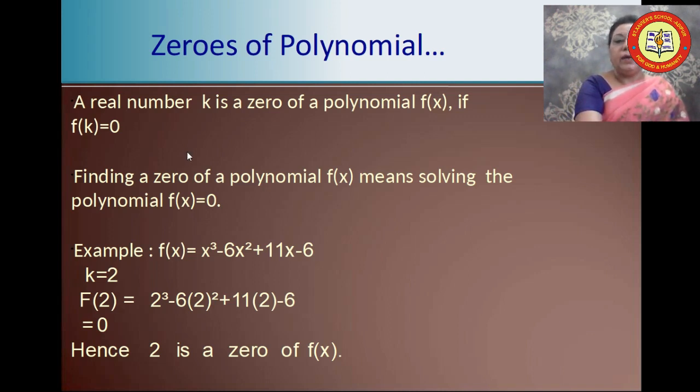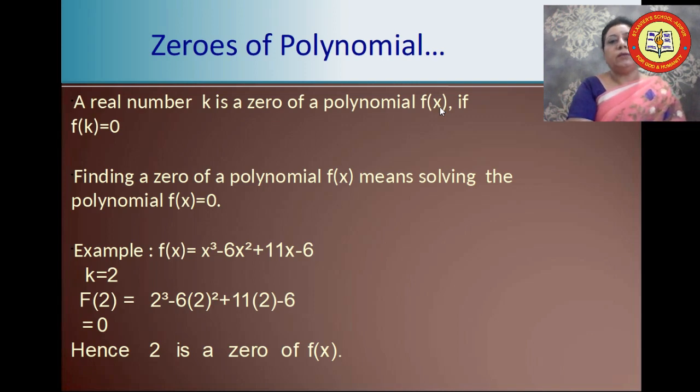So a real number k is the zero of polynomial f(x) if f(k) equals 0. Let me make it very clear. f(k) equals 0 means you are substituting the value of k in the polynomial. So you change from f(x) to f(k) equals 0. Then it is the zero of the polynomial.